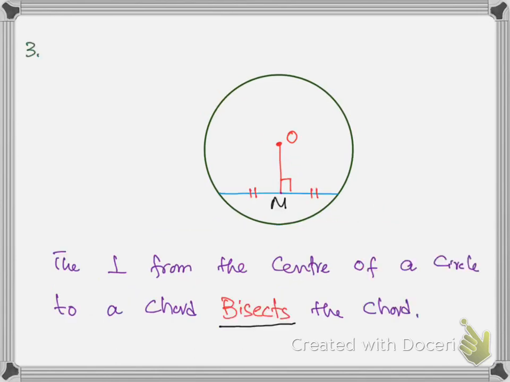And you already have done this property as well in O levels. The perpendicular from the center of a circle to a chord bisects the chord. This is very important. The perpendicular, meaning this line, from the center of a circle to a chord AB, for example, bisects the chord, meaning this point is the midpoint. In other words, you can say the center of the circle lies on the perpendicular bisector.